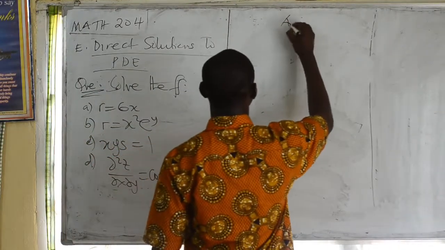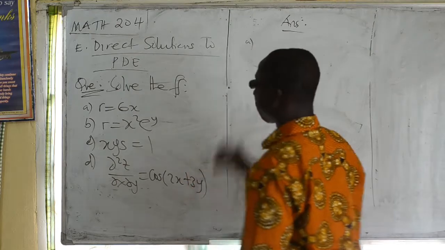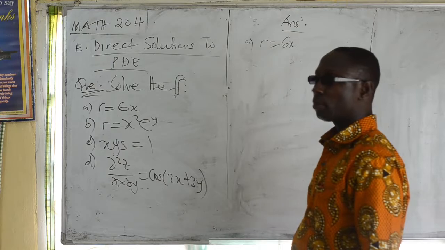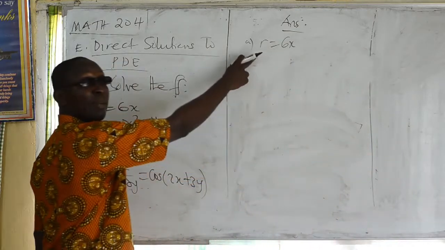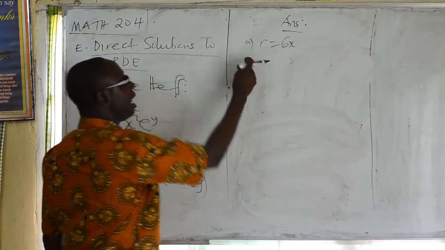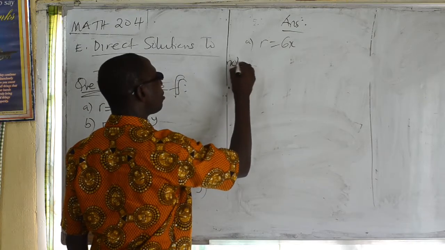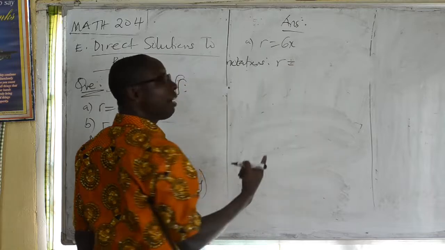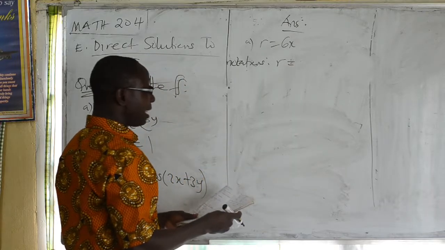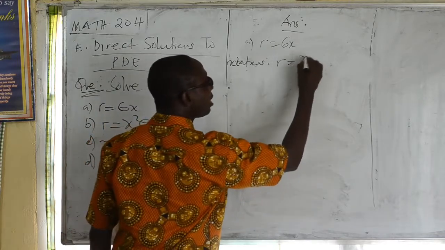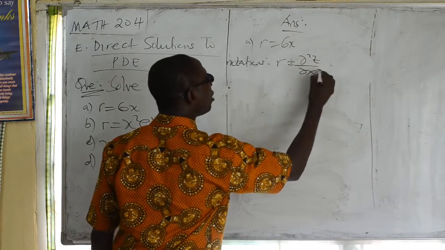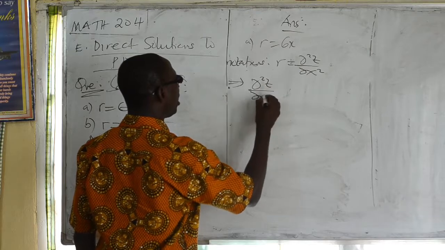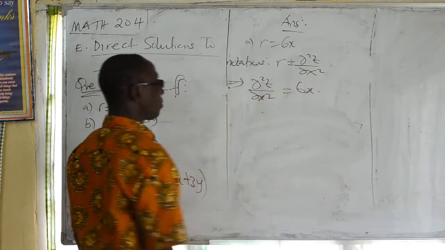So the answer. You have A, R equals 6x. We know that R is the same as partial squared Z over partial X squared, from the notations. So we replace it here: partial squared Z over partial X squared is equal to 6x.